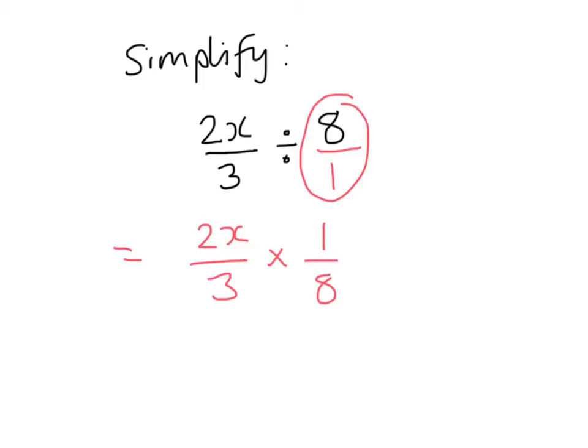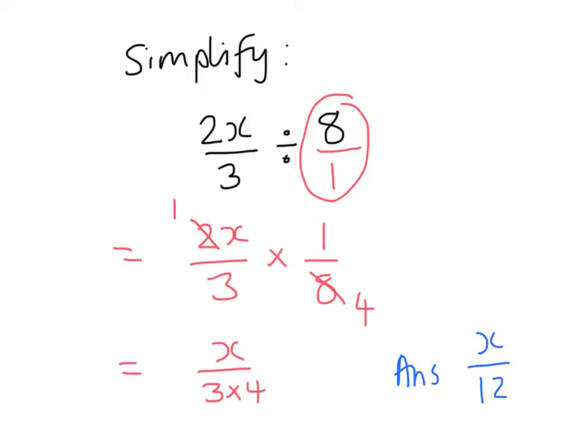So we can do a bit of cancelling again. 2 is going to 2 once, 2 is going to 8 4 times, which leaves us with just x on the top and 3 times 4 on the bottom. So our answer is going to be x over 12. That's the simplified version of our original expression.